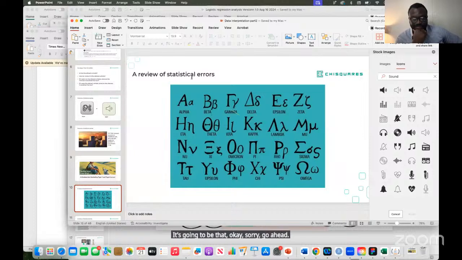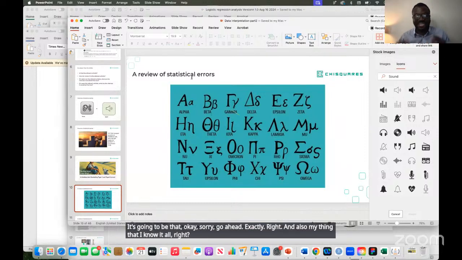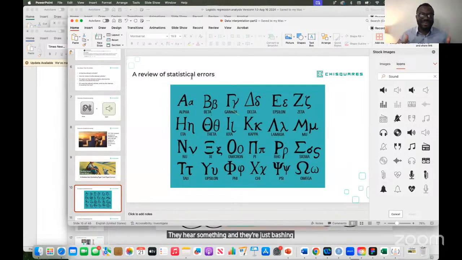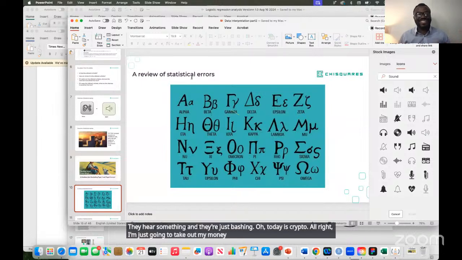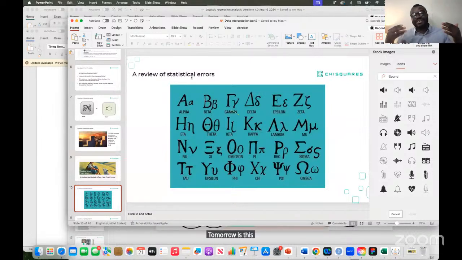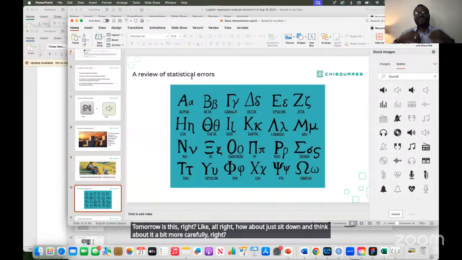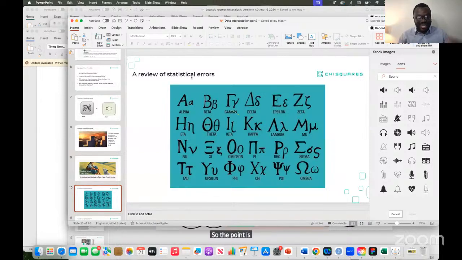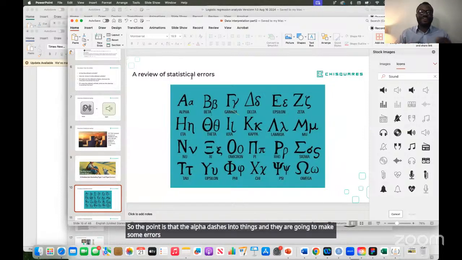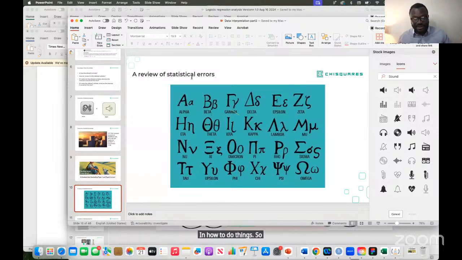They feel stronger than any other person they are dealing with. Exactly. And also they might think that they know it all, right? So they hear something and they just dash in. Oh, today is crypto. All right, I'm just going to take out my money and invest. Tomorrow is this, right? Like, all right, how about just sit down and think about it a bit more carefully? So the point is that the alpha dashes into things, and they are going to make some errors. There's going to be a lot of false positives in how they do things.